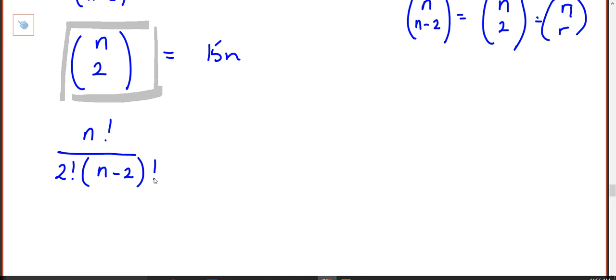Okay. Now, I know that that's equal to 15n. But is there any way of simplifying this first?